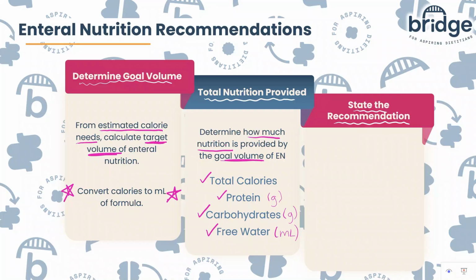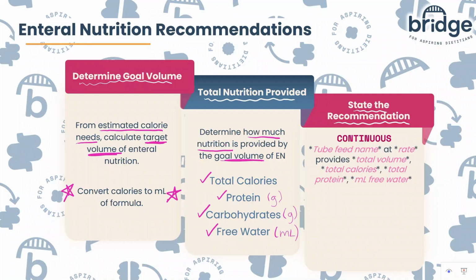It's more likely to ask you how much protein is delivered or what volume is needed to meet calorie goals. But in clinical practice, stating the full recommendation is essential. So if we have a continuous feed, we would name our tube feed and the rate. We would state the total volume that it provides, which is our target volume right here, the total amount of calories that we get, the total grams of protein, and the milliliters of free water provided by the feed.